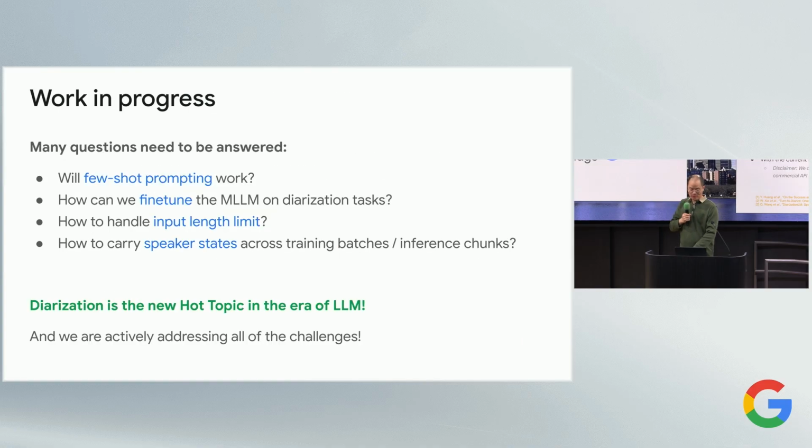So that's very unfortunate. That means there are still many questions to be answered. Those questions include: will few-shot prompting work if zero-shot prompting doesn't work? How can we fine-tune the MLLM on diarization tasks? If we fine-tune the MLLM, how are we going to handle the model input length limit? What if your audio is too long to fit into that input? And how do we carry speaker states across different training batches and inference chunks?